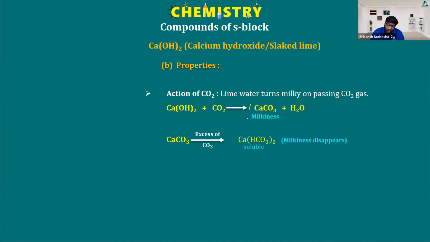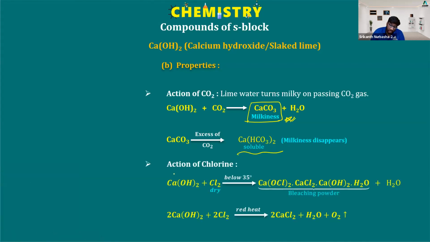Ca(OH)2 upon reacting with CO2 forms a milky white color. Why? Due to the formation of CaCO3. That CaCO3 upon treatment with excess of CO2 forms Ca(HCO3)2, which is actually soluble. That is why you should not add excess CO2, where the milkiness is going to disappear. Action of chlorine.